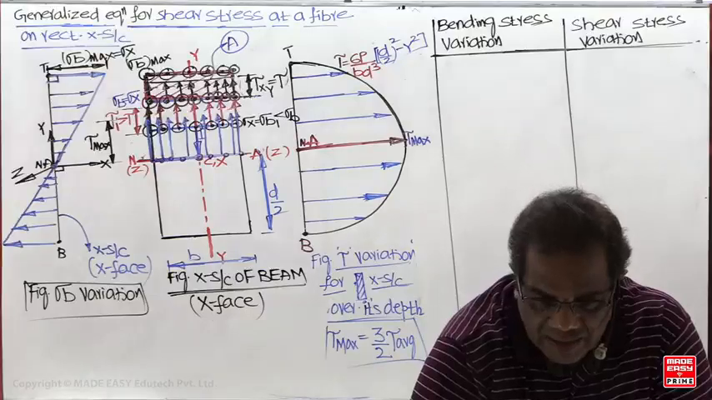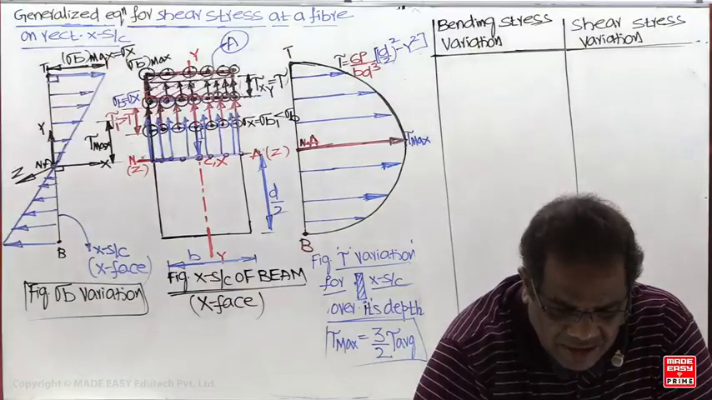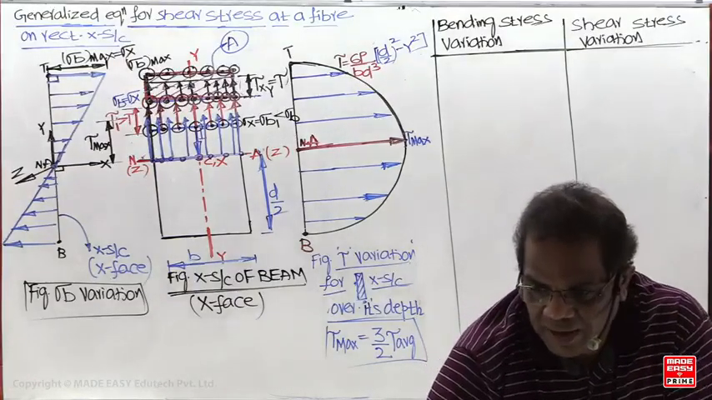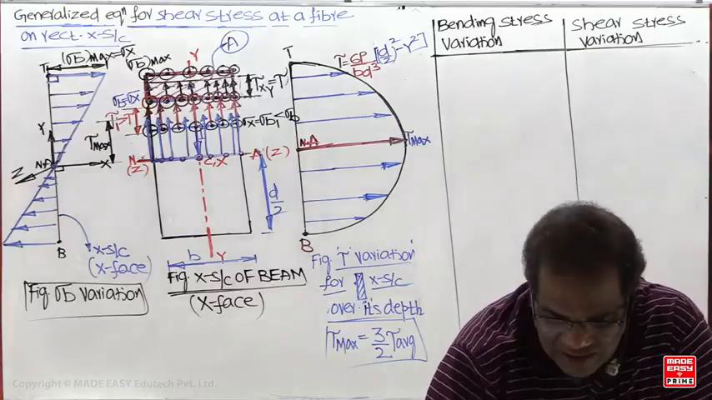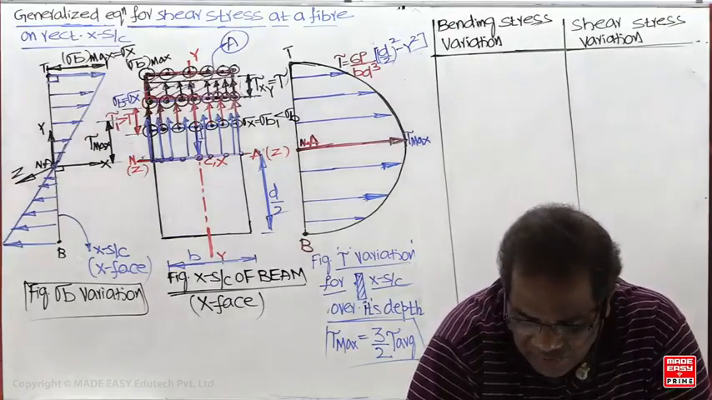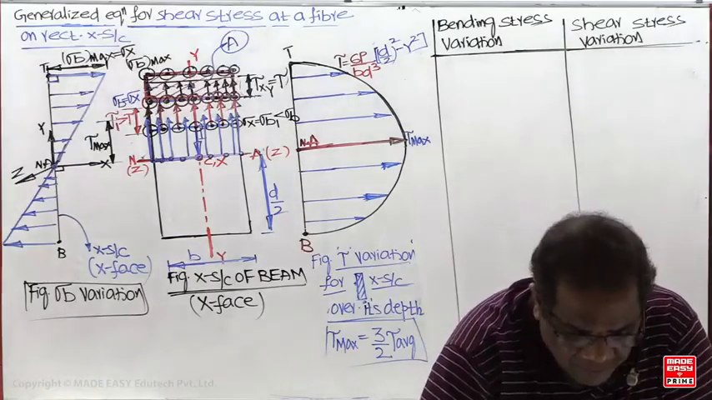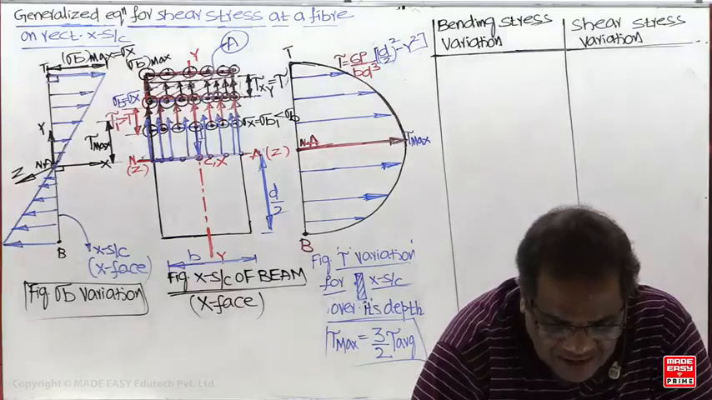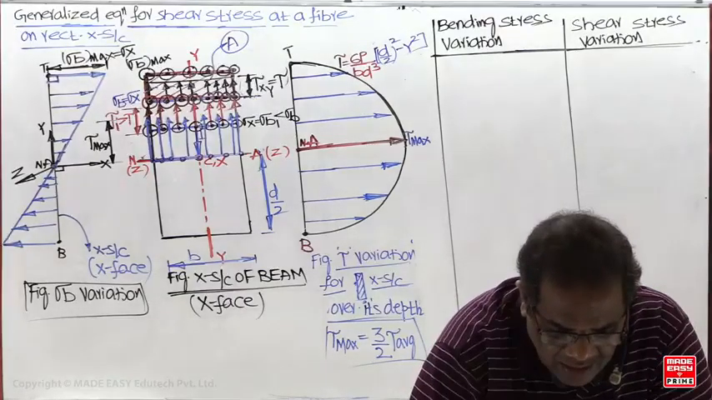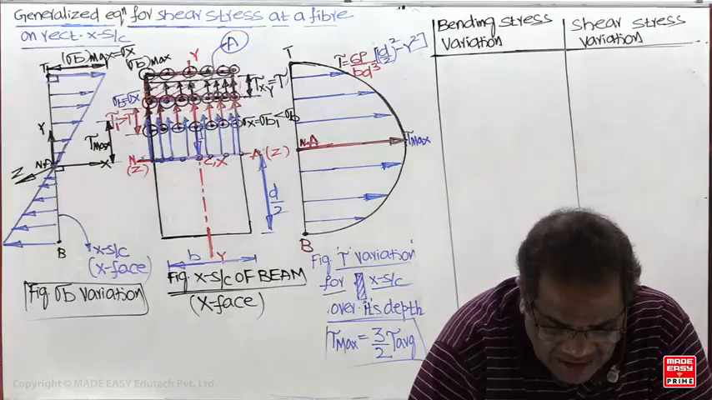Right hand side. Shear stress is maximum... one minute, slightly change it. At extreme fibers, shear stress is 0. Extreme fiber shear stress is 0.